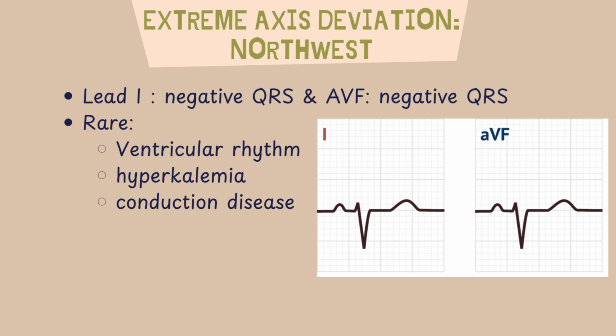Now, if both lead 1 and aVF are negative, that's an extreme axis deviation, also called northwest axis. And no, not Kanye and Kim's daughter, just northwest axis. This is rare and usually suggests something serious like ventricular rhythm, hyperkalemia, or some advanced conduction disease. So remember, we're not just reading positive or negative, we're using those QRS directions to infer the path of electrical flow, and from that, we deduce what's going on underneath.